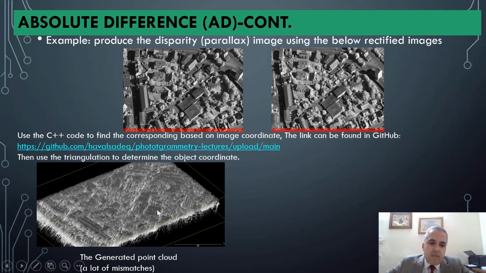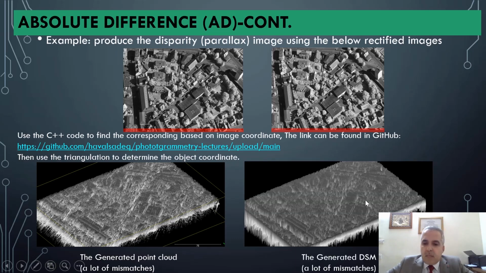As you can see, this is the building here, and this similar building appears here, and this is the building here, similar. But as you can see, there's a lot of noise. If we produce the DSM or the mesh triangular irregular network, it will be represented on this value. Still, there is a lot of noise on this DSM that is produced with absolute difference.